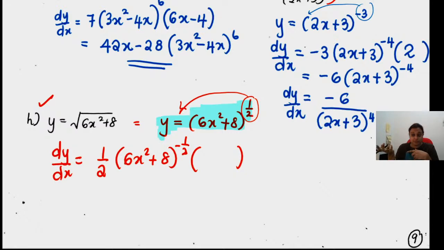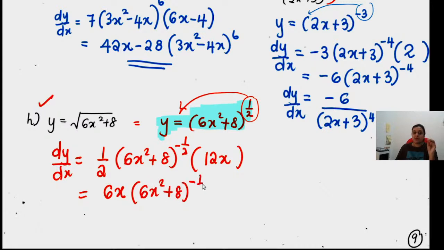You don't have to differentiate 8 because there's no x there. You just have to differentiate 6x squared only. So you will get 12x. Okay, you get 12x. So only that one we write at the back. Then take the front number times with the back number. So 1 over 2 times 12x, you will get 6x. Okay, then just copy back this.